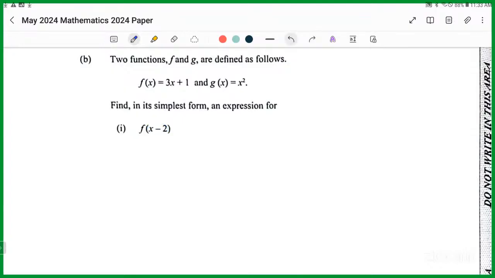Because if this is f of x, then f of x minus 2 means that x becomes x minus 2. So this is simply equal to 3 bracket x minus 2, where the x was, plus 1. And I want us to simplify it. Expand this out. It is going to become 3x minus 6 plus 1. The negative 6 plus 1 is negative 5. So reduce it to 3x minus 5. Easy as that.